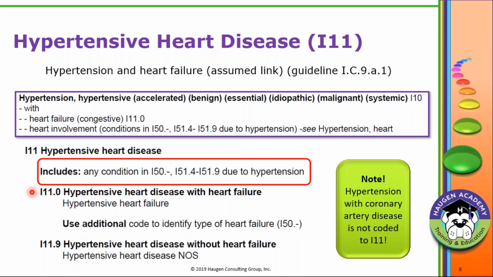And then you have separate codes for hypertensive heart failure or hypertensive heart disease with or without heart failure. And notice that for those patients who do have heart failure, we are supposed to use an additional code to identify the type of heart failure. And we're going to talk all about heart failure later.